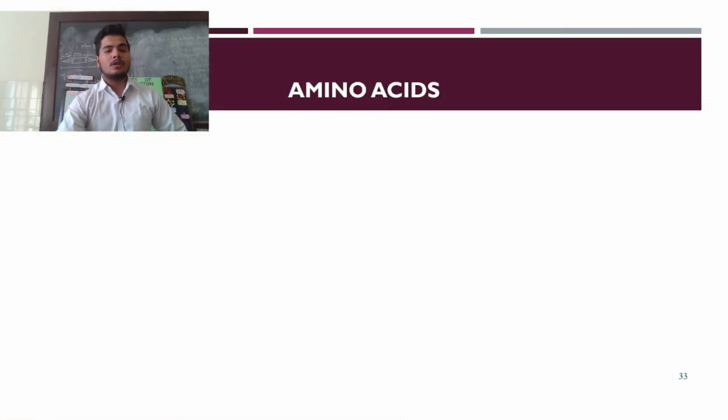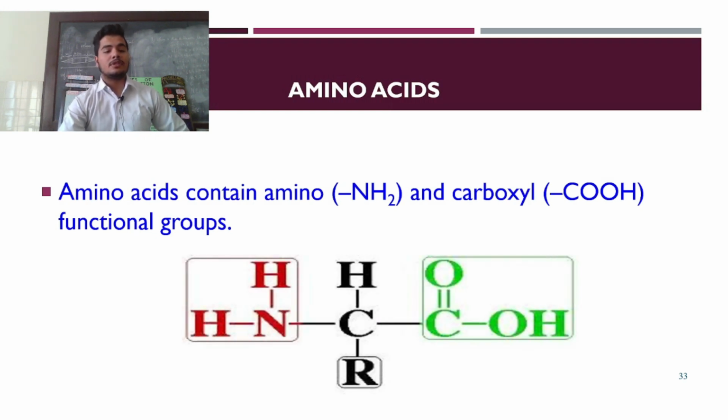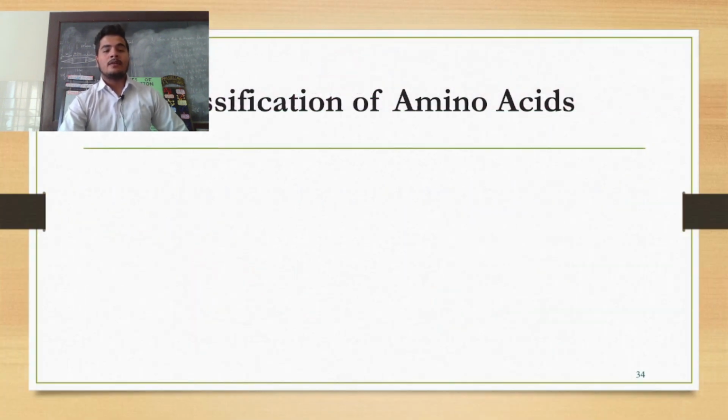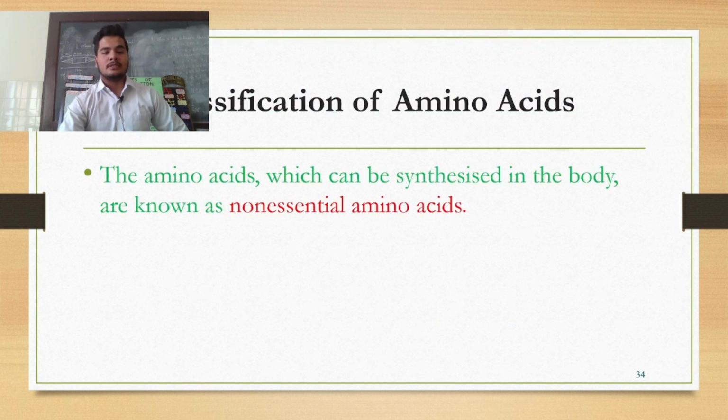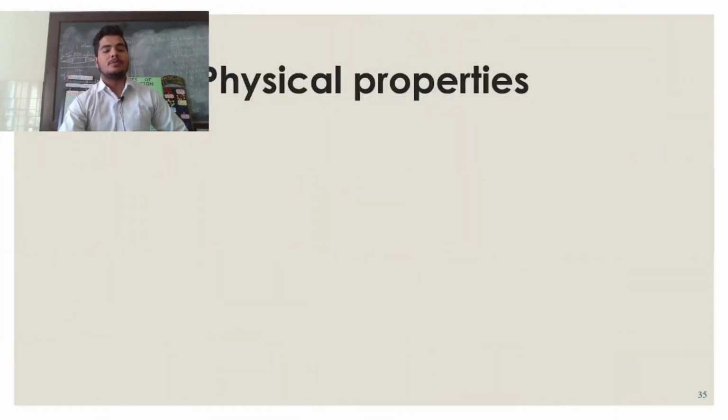Now we will discuss amino acids. Amino acids contain amino and carboxylic functional groups. In the slideshow, we will see the structure of the amino acids. Now the classifications of amino acids. The amino acids which can be synthesized in the body are non-essential amino acids. Amino acids which cannot be synthesized in the body and must be obtained through diet are known as essential amino acids.